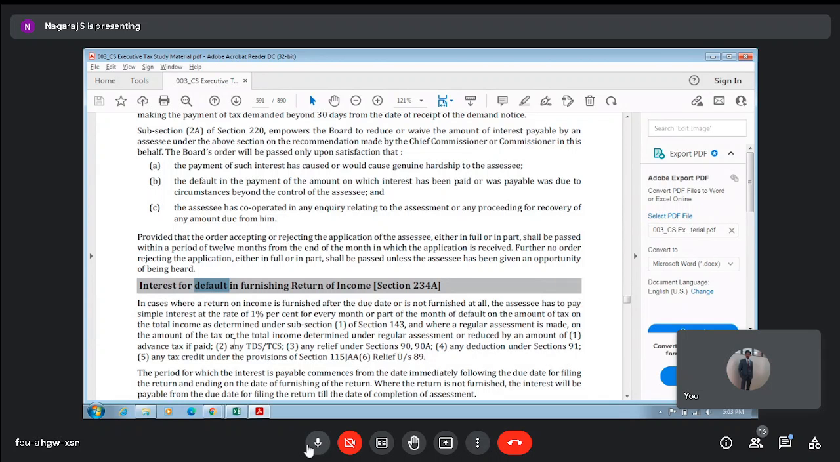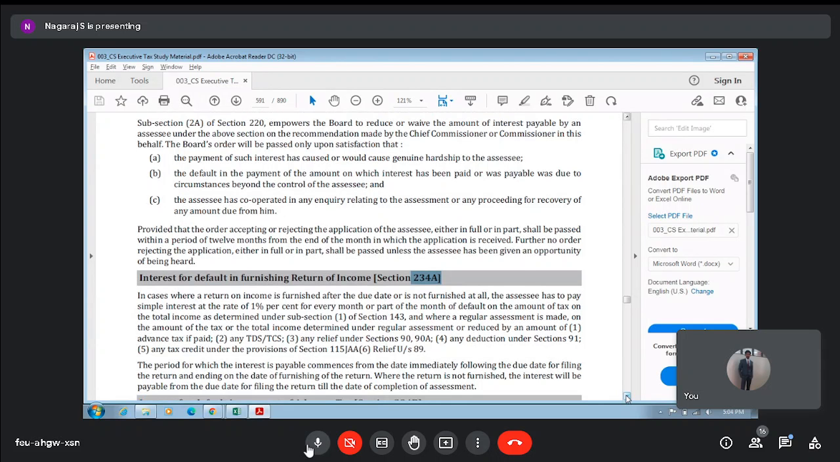Can you repeat again, please? If you do not file the return on the specified due dates, for every month or part of a month, you will have to pay interest at 1% on tax payable. Okay? That is 234A.